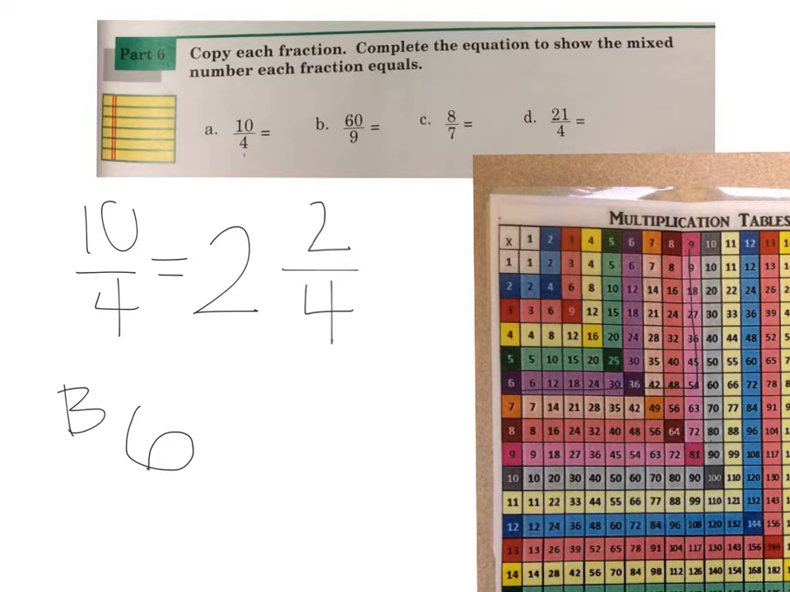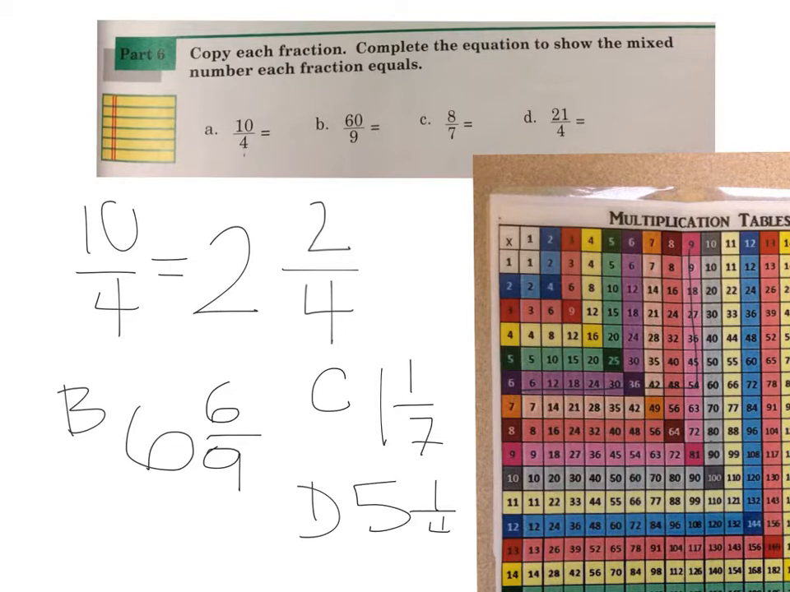but I didn't want 54, I wanted 60, so I have to count up from 54 to 60, so 54, 55, 56, 57, 58, 59, 60. So that means that I'm going to have to count up 6 more times, and my bottom number is going to stay the same. So for B, you should have 6 and 6/9. For C, you should have 1 and 1/7. And for D, you should have 5 and 1/4.